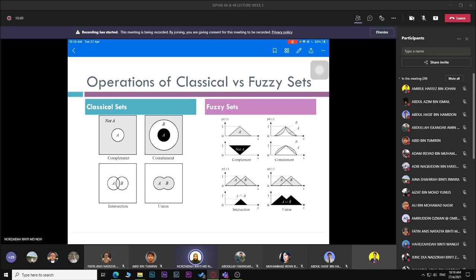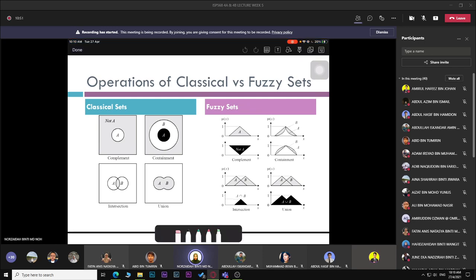So you can see in this slide an example, a complement. If this is A and this is not A, the gray area is not A. If this is a containment, A is contained in B, so A is a subset of B. Okay, intersection is A and B, which is where they cross, and then you have union, A or B. Okay, so it unites every single element in A and B.